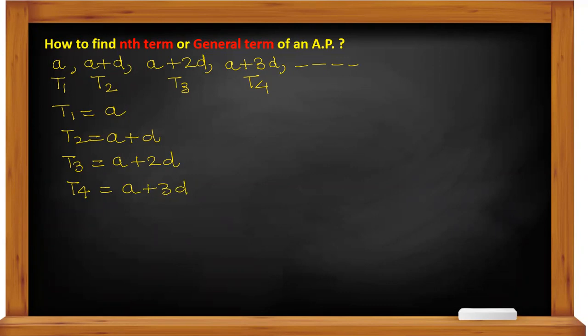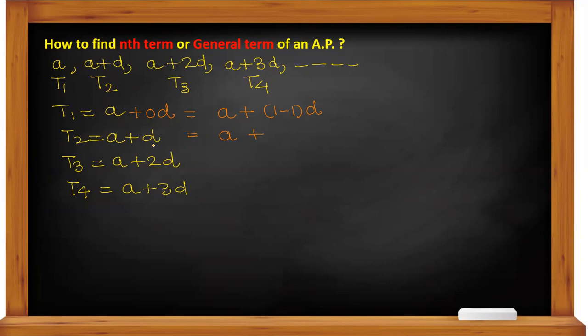Now, I'm going to rewrite these terms. The first term is a. I can write it as a plus 0d. That will make no difference to the value of this term. Now, a plus 0d can be written as a plus (1 minus 1) into d, because 1 minus 1 is 0. Now T2, that is the second term, a plus d.